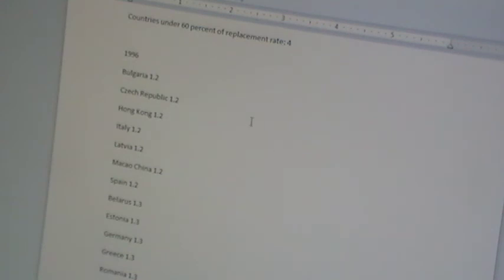1996, we have Bulgaria, we have Czech Republic, Hong Kong. Now if you notice, it's drastically changed, the top 10. Instead of Western European countries, now we have mostly Eastern European countries and Asian countries, sprinkled with a Western European country here and there. You can see Romania, Russia, Slovenia, Ukraine. These are all Eastern European countries. This is not what it was like in 1980, when it was particularly dominated by almost all Western European countries.